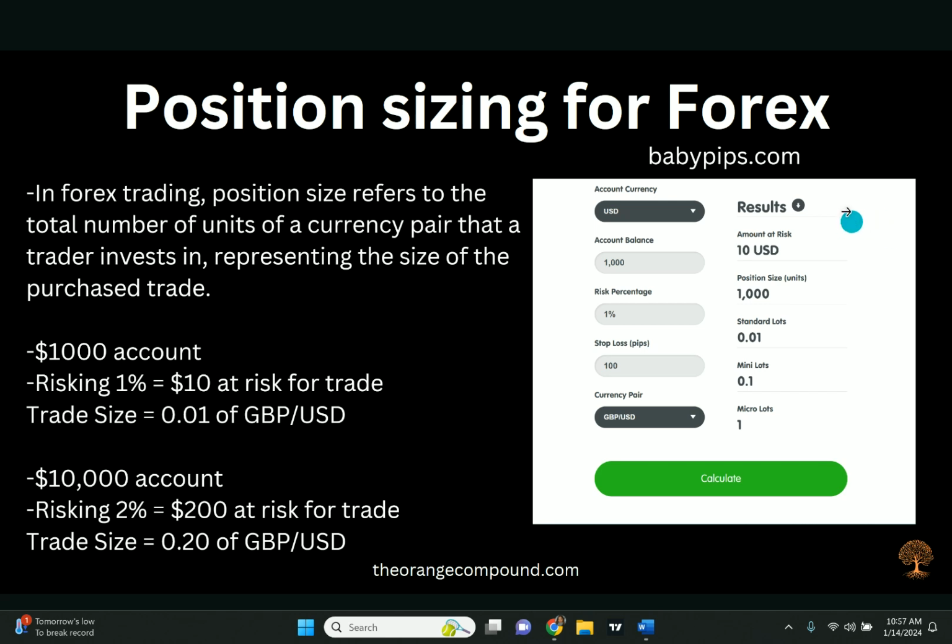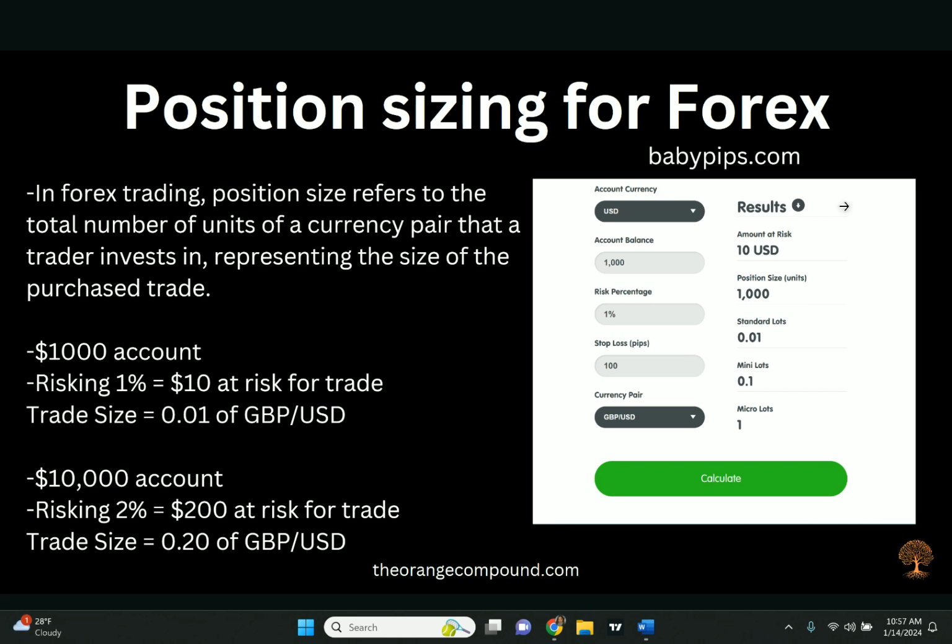If you look to the right here, you'll see a screenshot of babypips.com. This is called their position sizing calculator. It allows you to input your account balance, the amount of risk that you would like to risk in that trade, your stop loss in pips, and then you choose the currency pair.